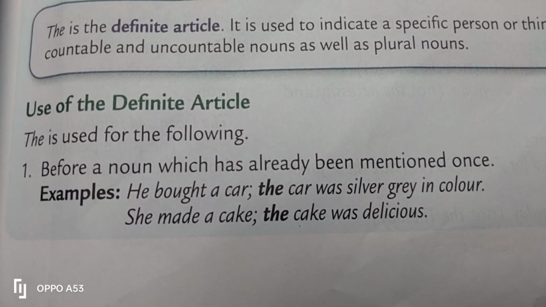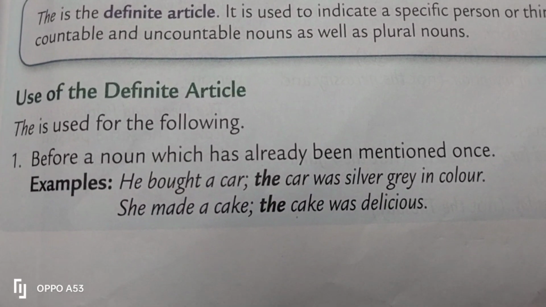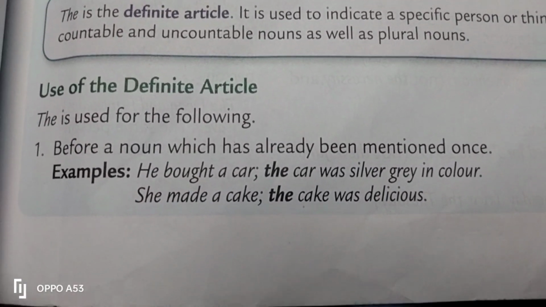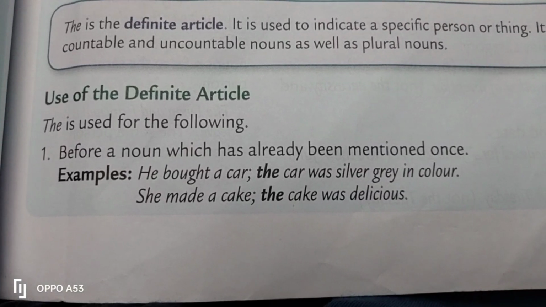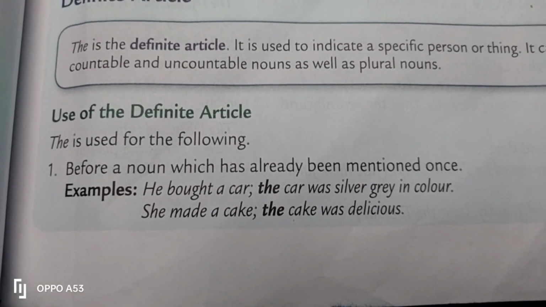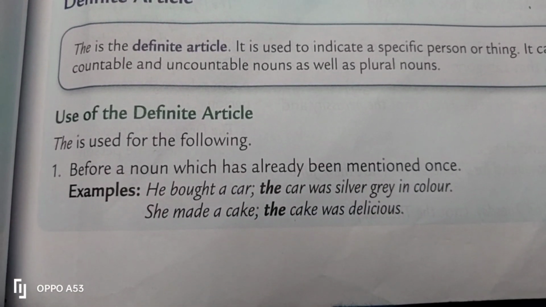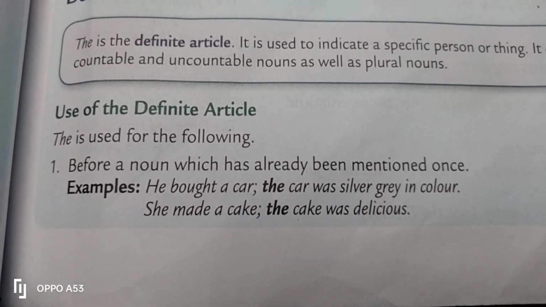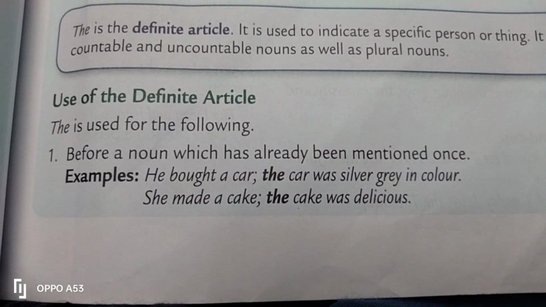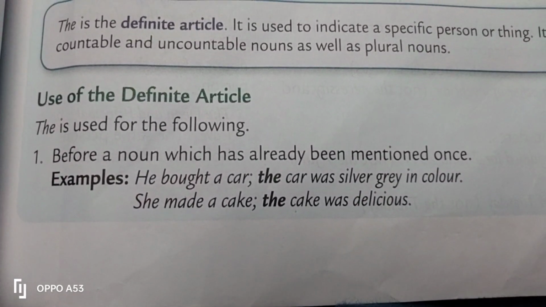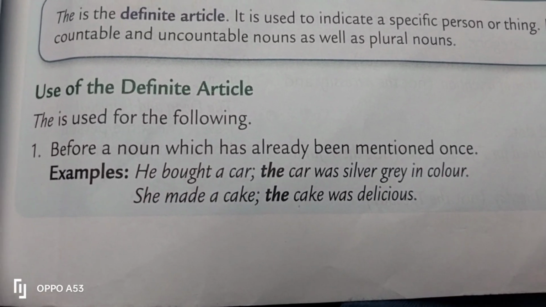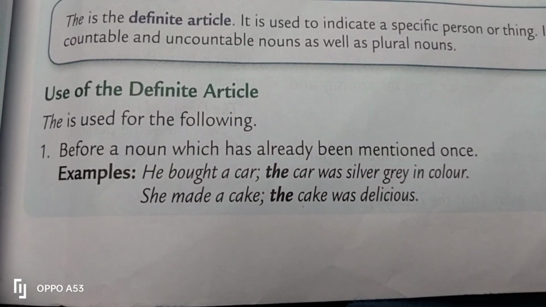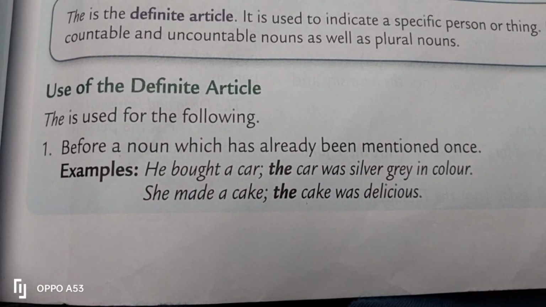Let us see that. The first rule is: before a noun which has already been mentioned once. Yesterday I spoke to you about the indefinite article a. Before a noun that you are very unfamiliar with, you can use the indefinite article a. That is for the first time when you refer to that noun and you are unfamiliar with it. So you are going to use a.